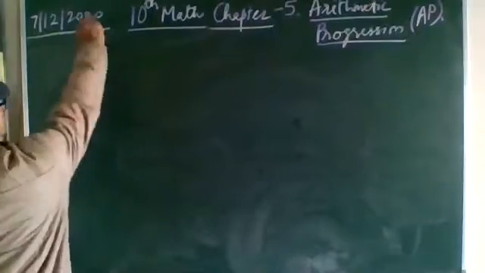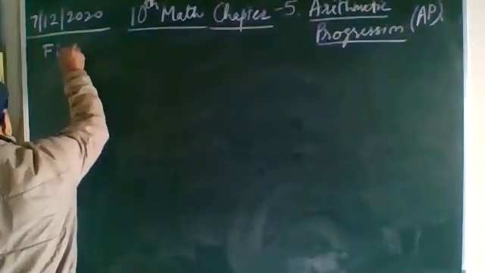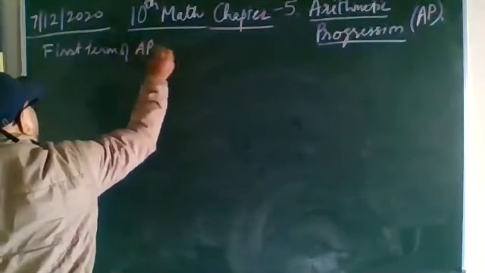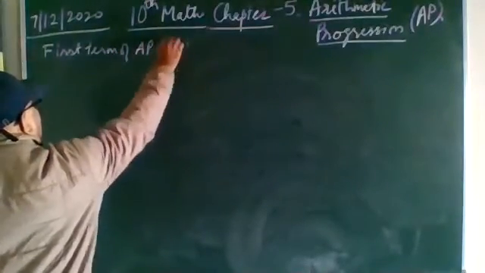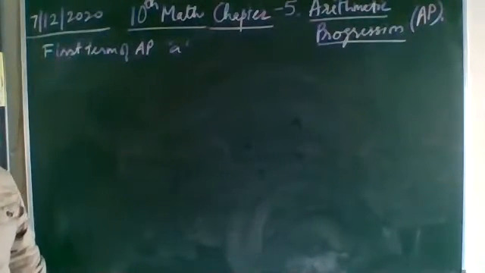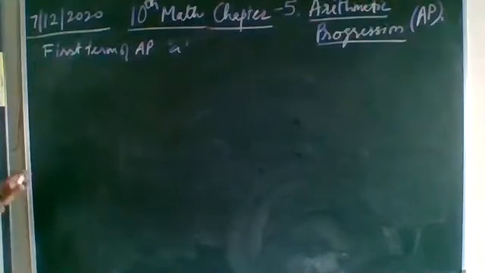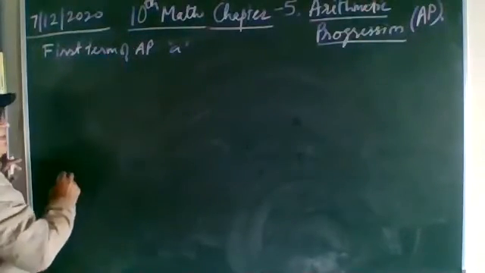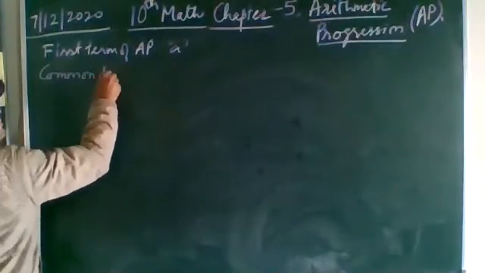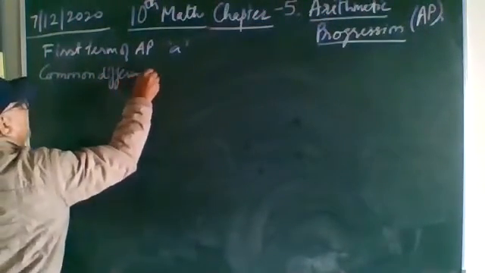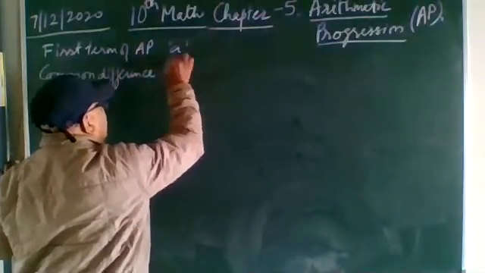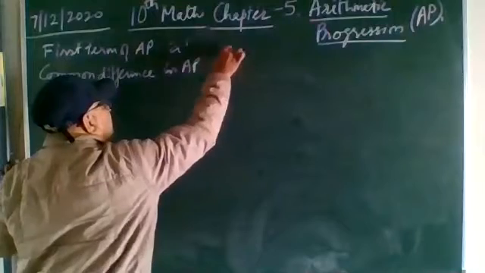So, the first term of an AP is represented by small a. Generally, in arithmetic progression the first term is represented by a, and the common difference in an AP is represented by d.